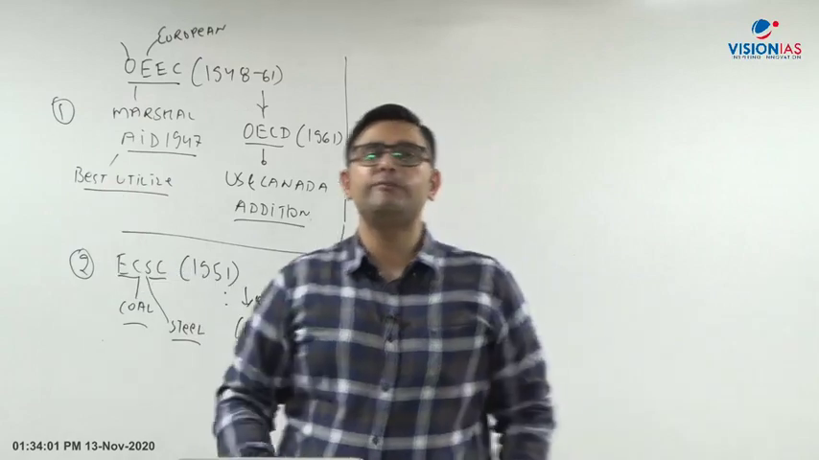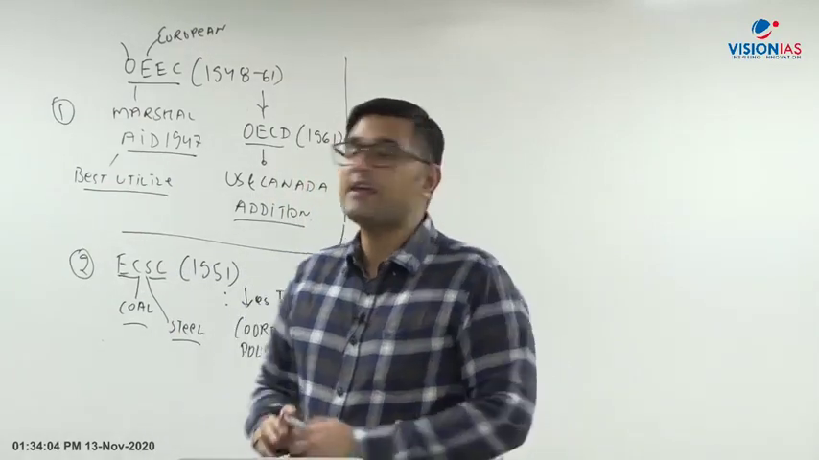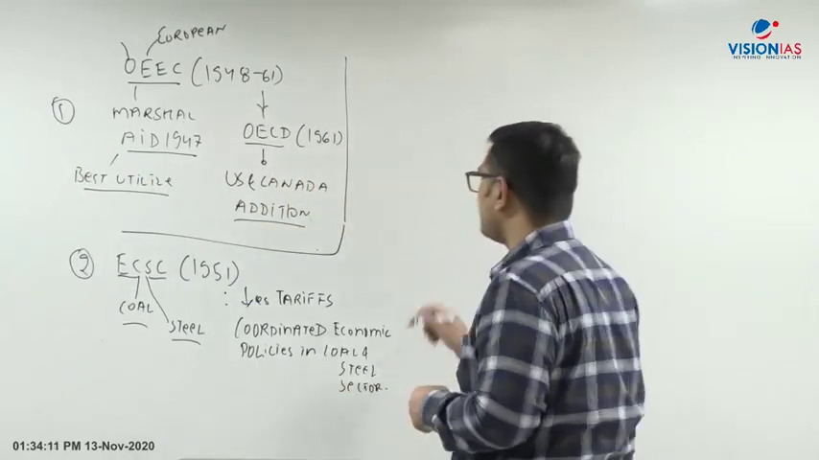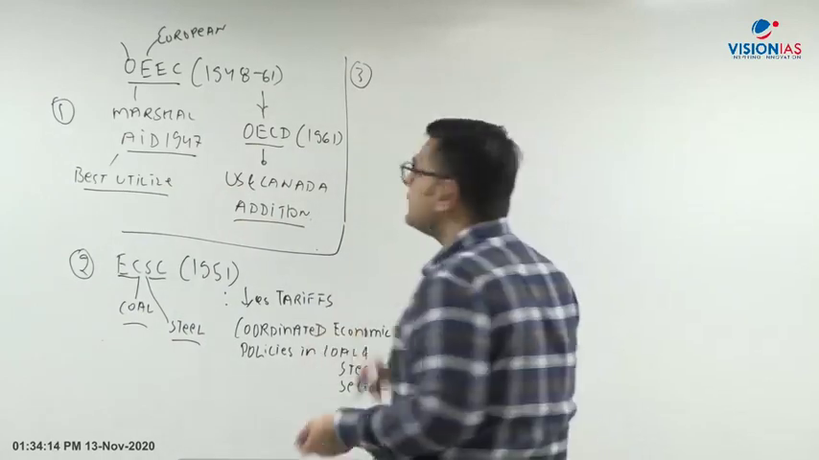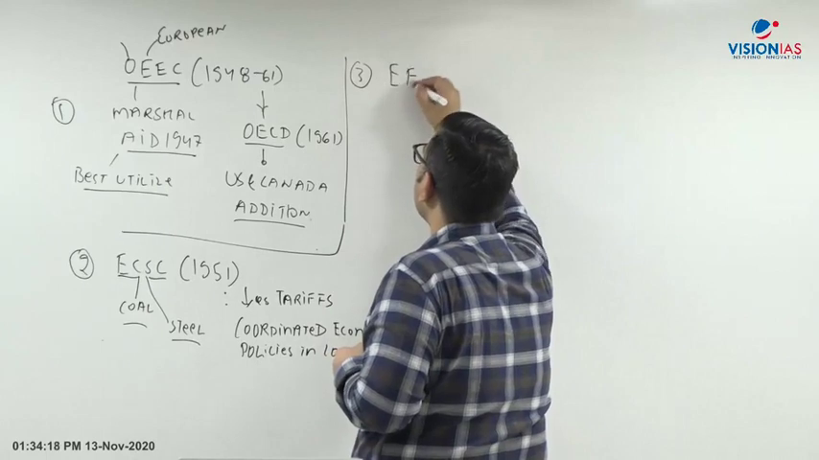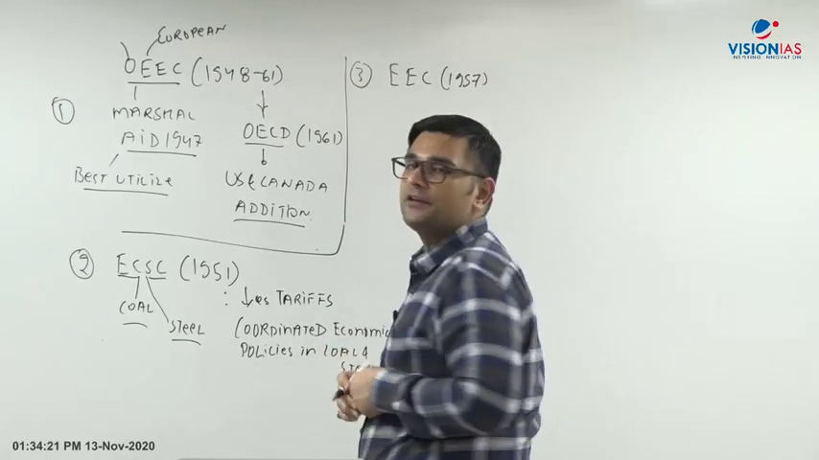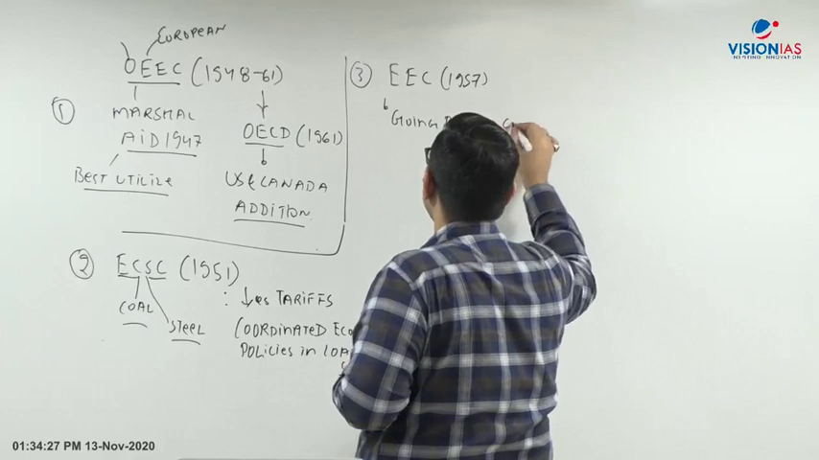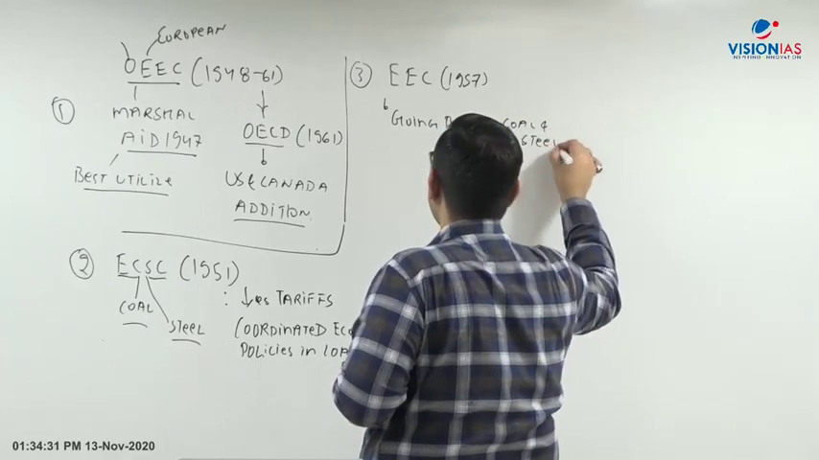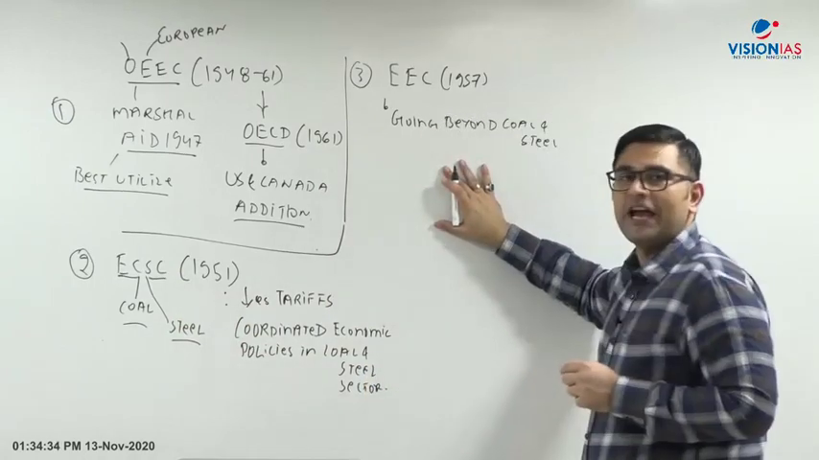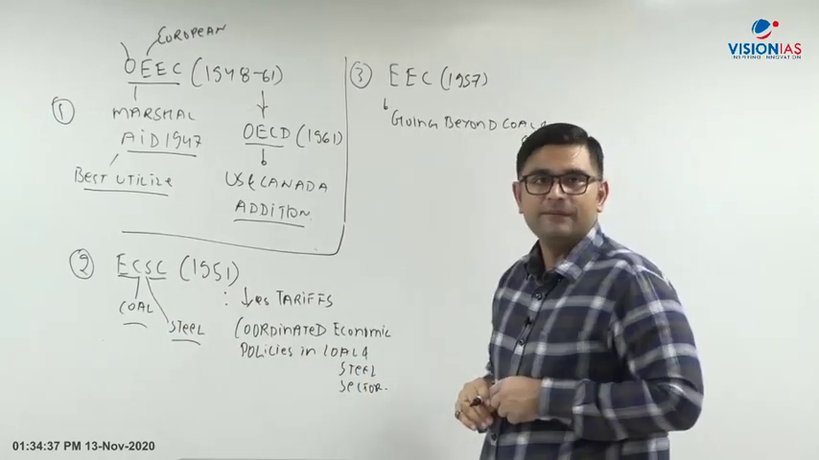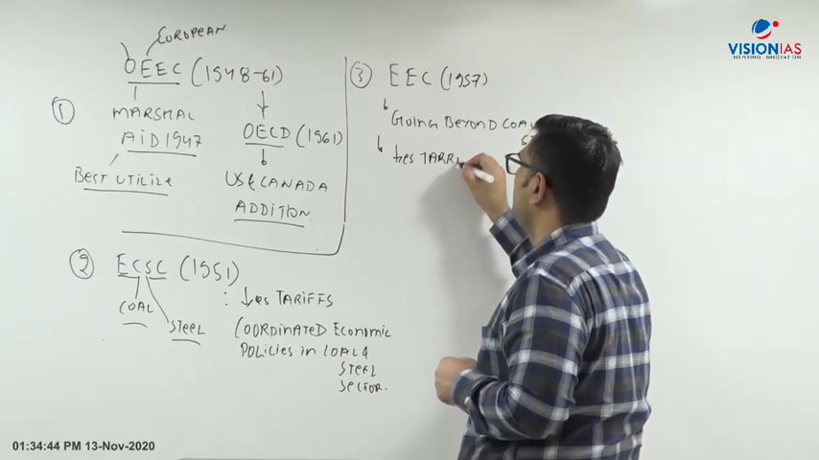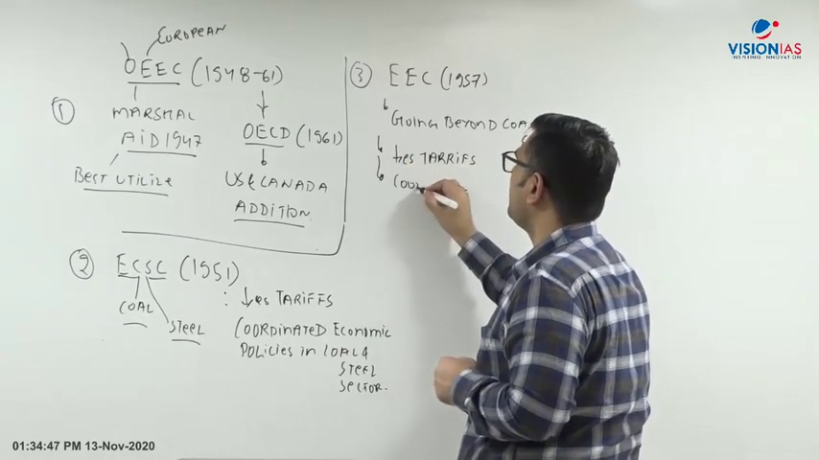This gives a huge amount of positive results. So now they think that if we are getting so much benefit in coal and steel, why can't we do it in other things too, why can't we bring the other things in as well? So this results in point number three, that is, the European Economic Community, EEC, which gets established in 1957. Here they are going beyond coal and steel. Coal and steel is being handled by ECSC. The items outside of coal and steel are being handled by EEC. And what is the idea? Obviously the same idea: decrease tariffs, and coordinate policies.